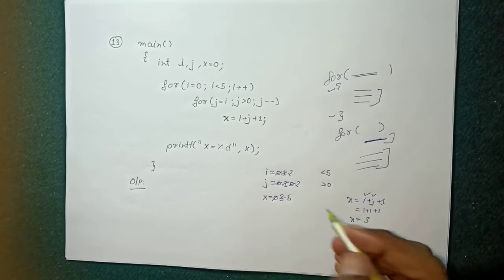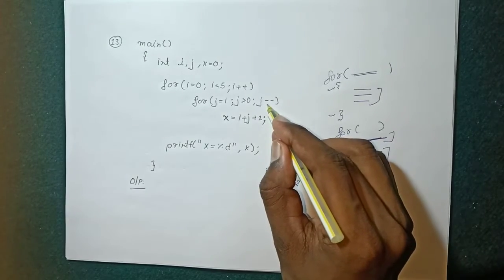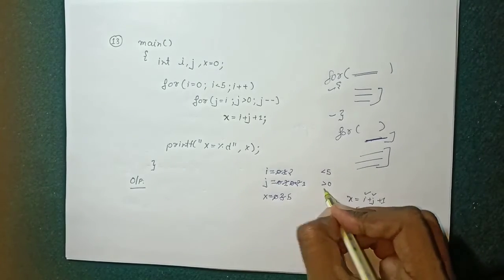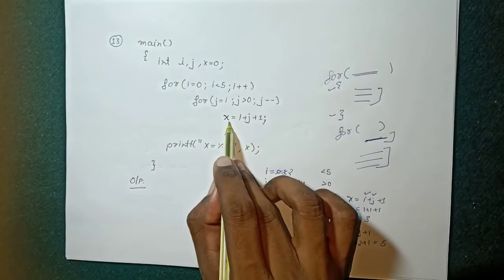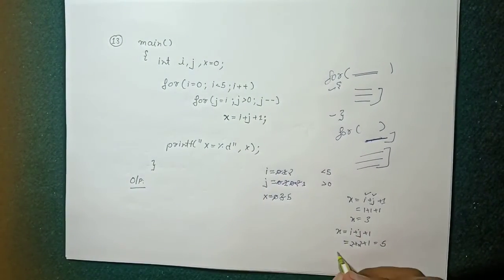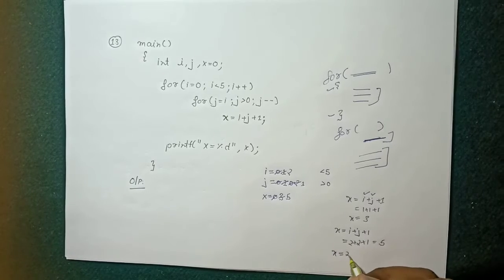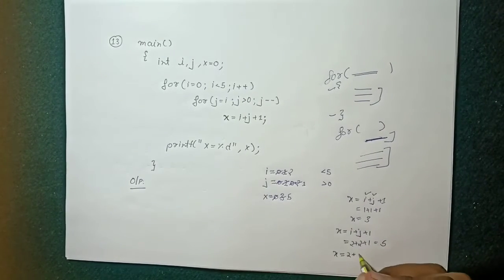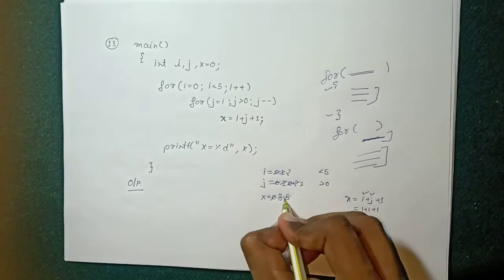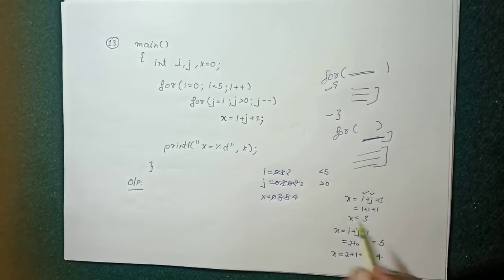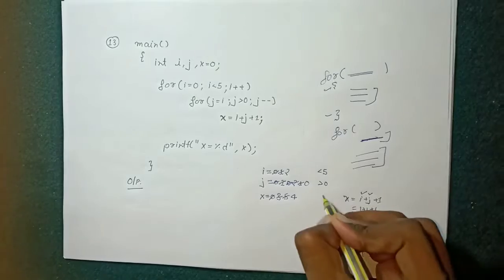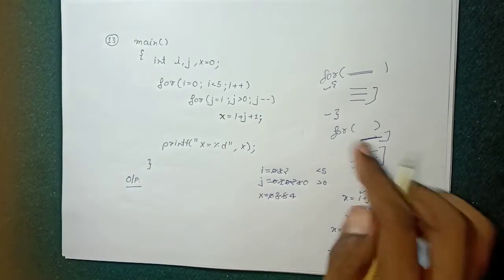Now the statement j minus minus is executed, and the value of j becomes 1. 1 is greater than 0, obviously. Then the statement x equal to i plus j plus 1 is executed, which means the value of i is 2, the value of j is 1, and plus 1, which gives us 4. So the value of x becomes 4. Now the value of j is again decremented by 1, then we get 0. 0 is not greater than 0, obviously, and this loop is terminated.